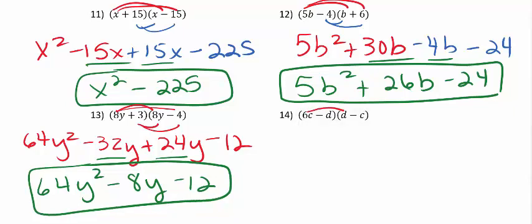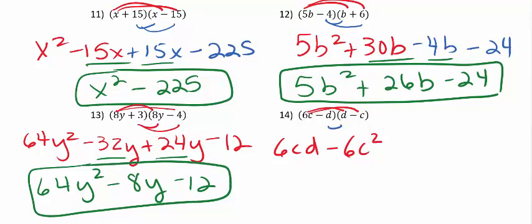6c times d is 6cd. 6c times negative c is going to give us a minus 6c squared. And we'll do our inner terms here. Negative d times d gives me a minus d squared. And a negative d times a negative c gives me a plus dc.